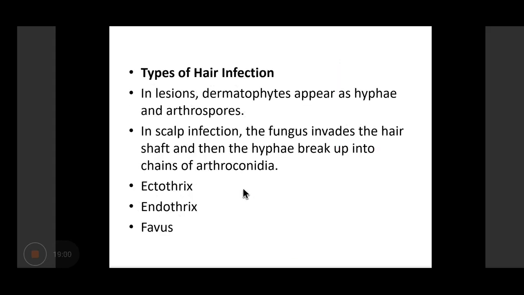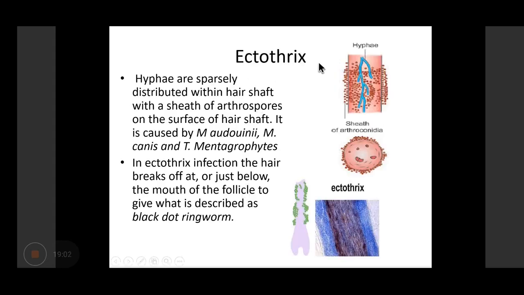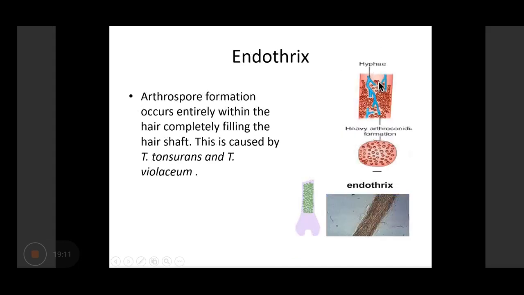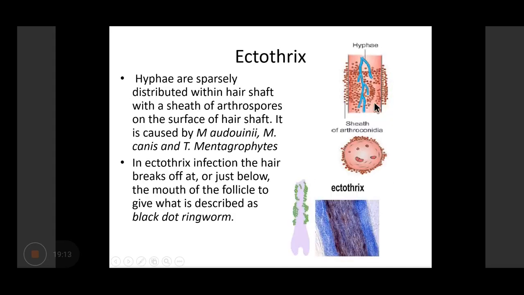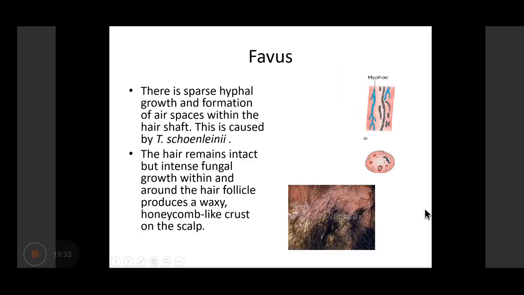So I've already told you about this hair infection in one or two slides. Ectothrix is when the hyphae are sparsely distributed on the hair shaft. So this is the hair shaft, and the fungal infection occurs on the surface of the hair shaft. If you look at the cut section, this is the fungal infection. See, this is a KOH mount, and this is the fungal infection infecting the hair shaft.